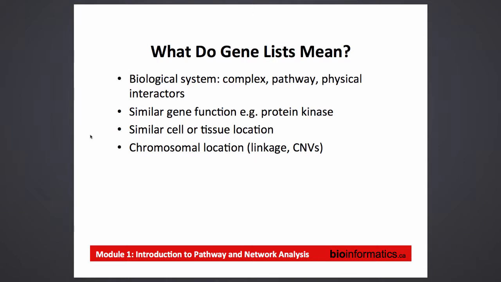So what do gene lists mean? This is probably one of the major topics of this lecture. Gene lists could mean a biological system that's been altered or affected by your experiment, or maybe a biological process that's affected in a group of diseased individuals versus controls. A gene list could mean genes with similar functions, such as transcription factors or kinases that all become activated or deactivated due to some condition. Gene lists could mean genes apparent in a particular cellular location, such as all nuclear proteins. Or they could mean all the genes that are co-located in a particular chromosomal region, maybe due to a copy number variation.